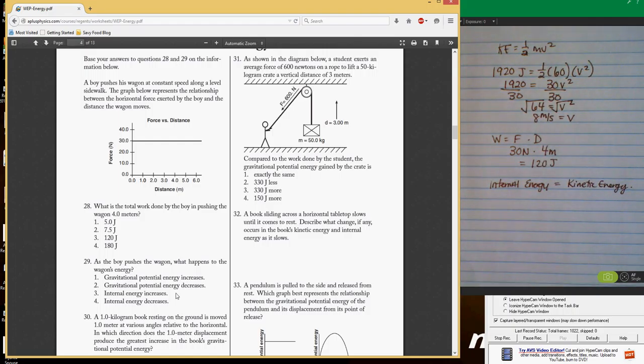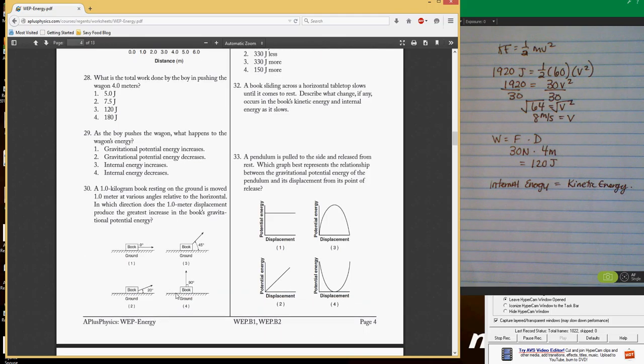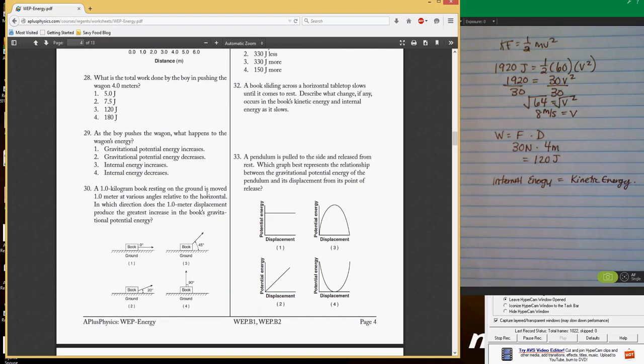Alright, let's do question number 30. A 1 kilogram book resting on the ground is moved 1 meter at various angles relative to the horizontal. In which direction does the 1 meter displacement produce the greatest increase in the book's gravitational potential energy? So we're looking at pretty much any of these that are being pulled in that direction.